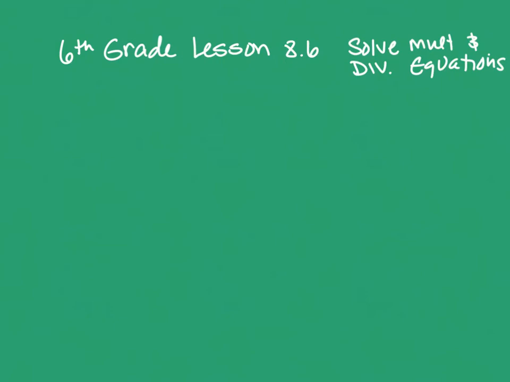Sixth grade lesson 8.6 is solving multiplication and division equations. We've been modeling these. Now we're going to just go ahead and tell you how to solve them. And you've been hearing it. You just use inverse operations, opposite operation. I'll show you why both of those work for both multiplication problems and division problems, why that works to use the inverse operation to cancel out.